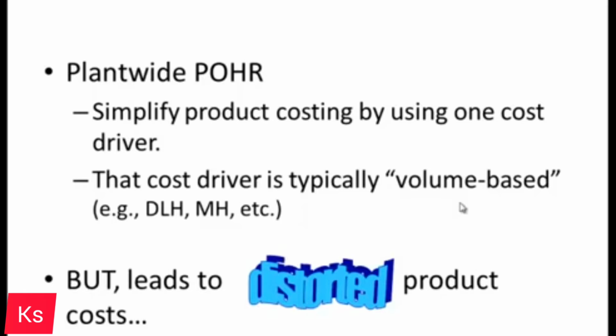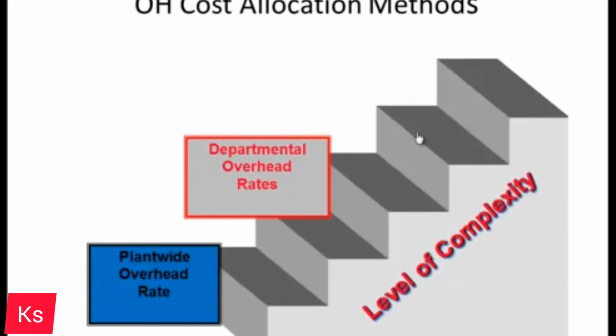And this type of allocation, as I mentioned earlier, is very commonly done in practice. But unfortunately, in some settings at least, it's going to lead to very distorted product costs. And we're going to be spending most of our time in the next couple of classes talking about the cost distortion. One way to mitigate some of this distortion is by increasing the complexity or the sophistication of our product costing system. So we can move slightly up the ladder of complexity or sophistication and go from a plant-wide overhead rate to a departmental overhead rate as a means of trying to get rid of some of the distortions that arise in a plant-wide overhead rate.